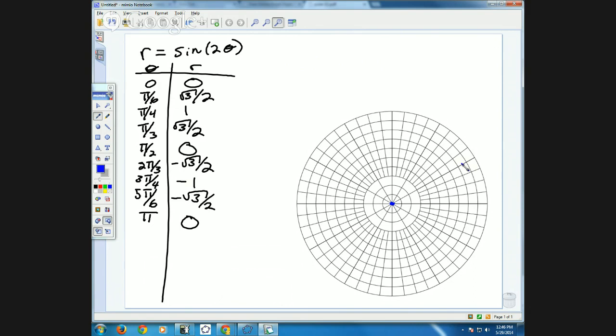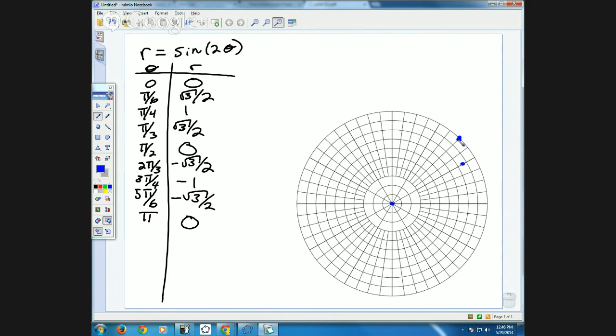I have 10 lines this time. The graph paper I gave you today has 10 lines to use for decimals. Pi over 4, 1. So I'm going to make my outer ring 1. Square root of 3 over 2 goes, oh, I put that in the wrong spot. Pi over 4 is right here, 1.